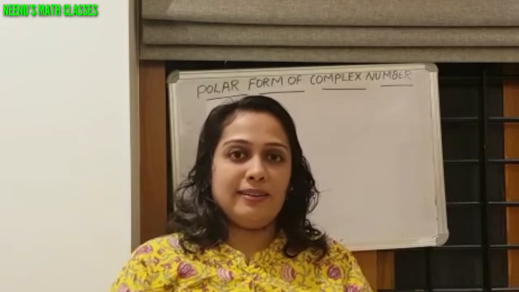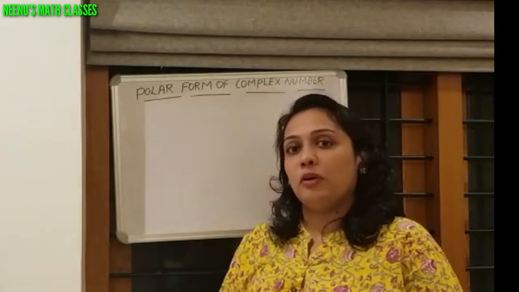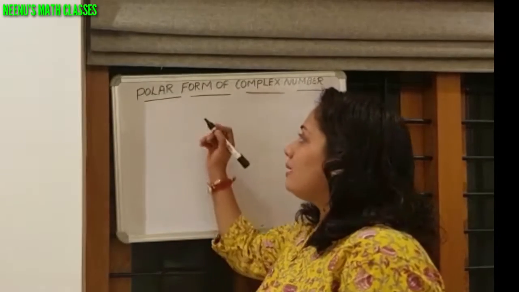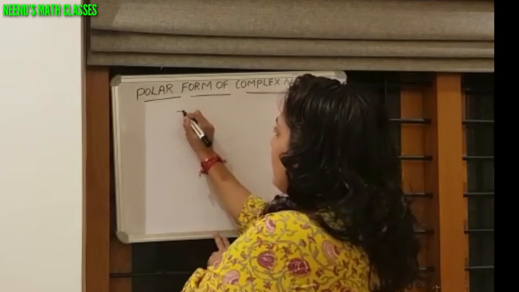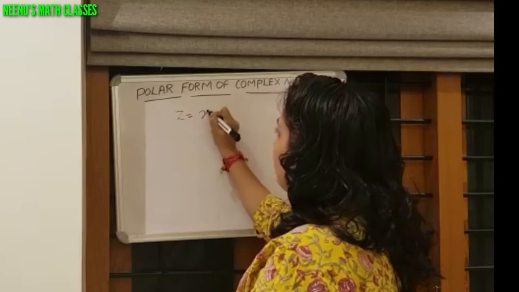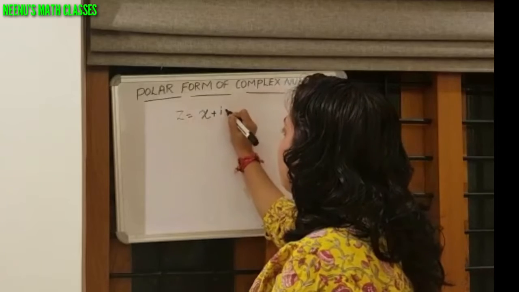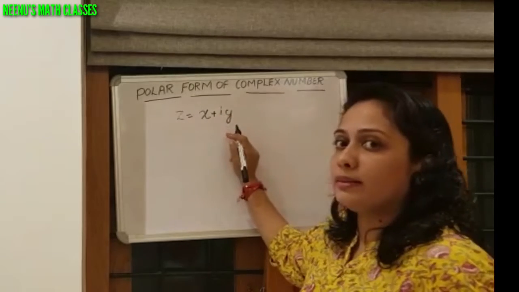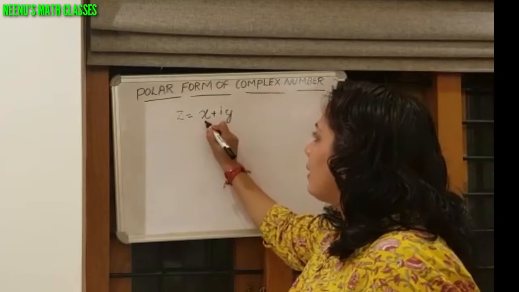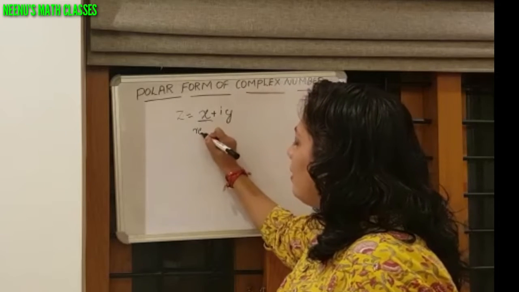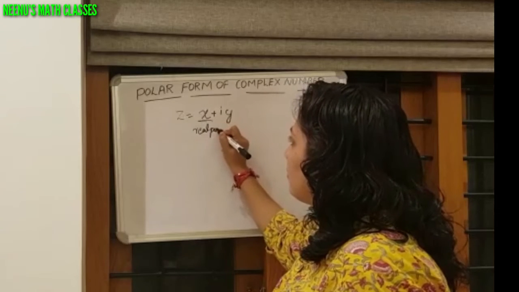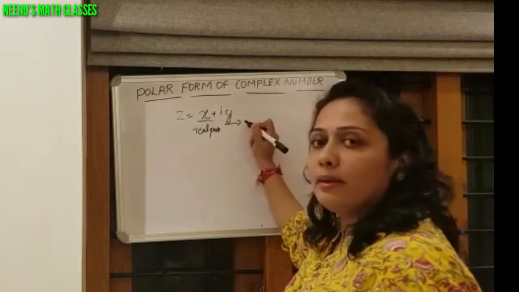So let's start. Hope all of you have heard about complex numbers. Consider a complex number z equal to x plus iota y. This is the form of a complex number where x is the real part and y is the imaginary part.